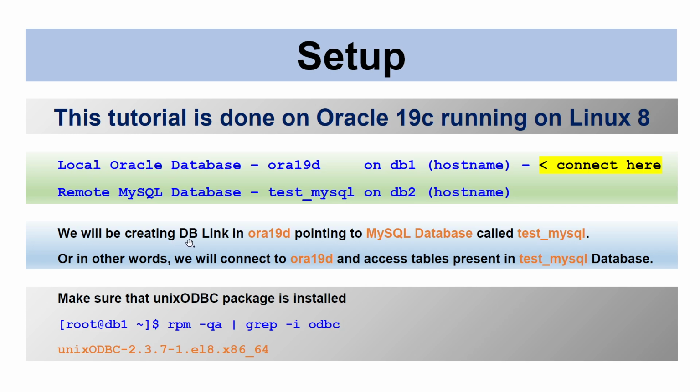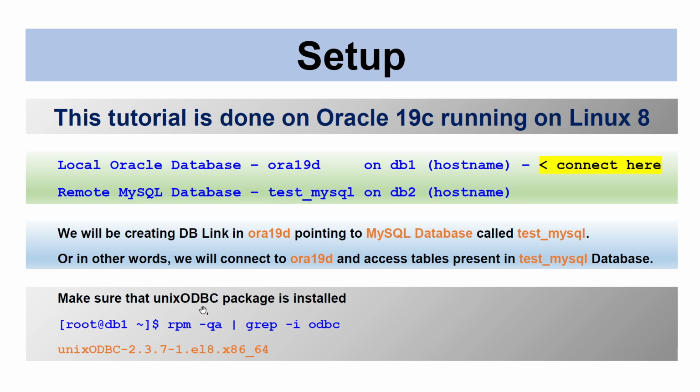We will be creating a DB link in Aura19d pointing to the MySQL database called test_MySQL, or in other words, we'll connect to Aura19d and access tables present in the test_MySQL database. So the user connection will be made to this Oracle database. From this Oracle database, we will access the tables present in this test_MySQL database. So that DB link will point from Oracle to MySQL, and from Oracle, we will be accessing the tables which are present in the MySQL database.